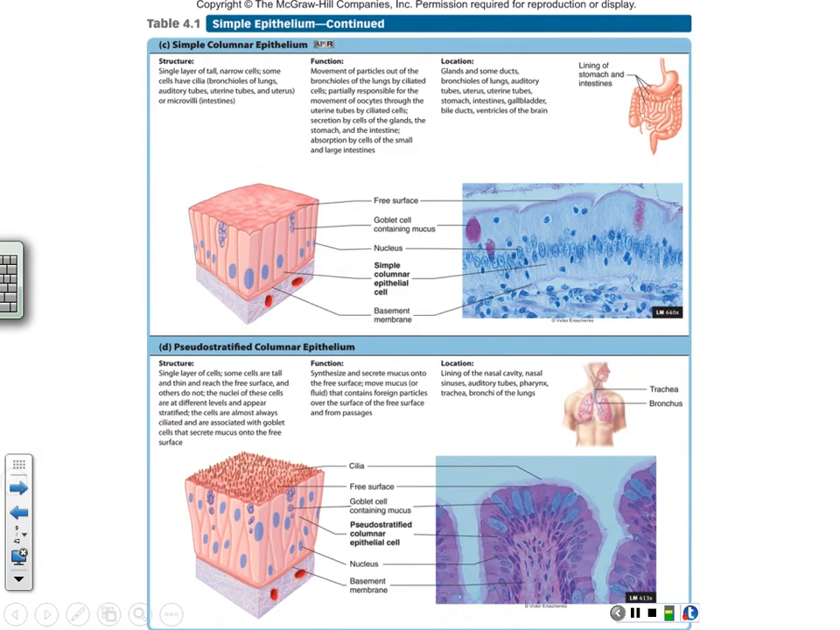All right. And then this is another simple, and it's columnar. In this one, sometimes they are ciliated, like in your bronchioles in the lung. Remember the other time I was talking about the uterus and the uterine tubes, and how it moves the egg along. Those will be columnar cells with the cilia on top to move along the egg cell. Or in the respiratory system to move mucus and trapped particles.